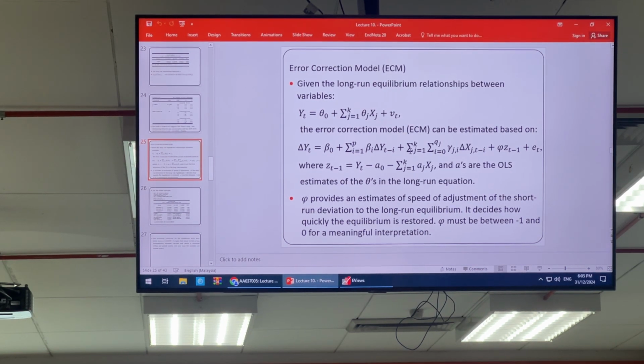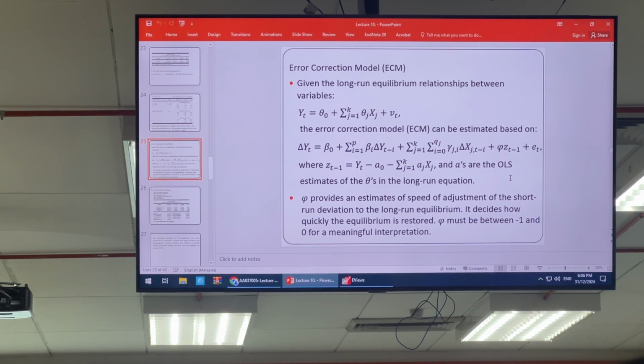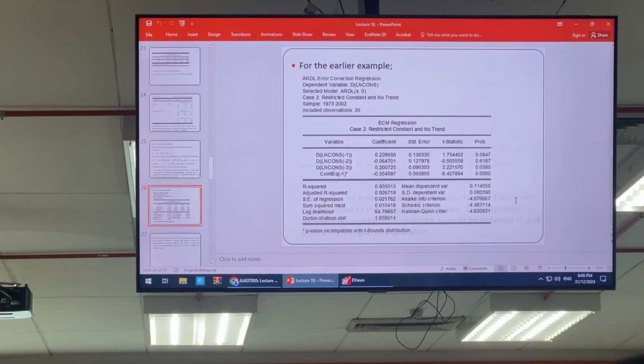the phi, this one I already updated in the notes. So the parameter of this provides an estimate of the speed of adjustment of the short run deviation to long run equilibrium. It decides how quickly the equilibrium will be restored. So phi must be between -1 and 0 for meaningful interpretation.